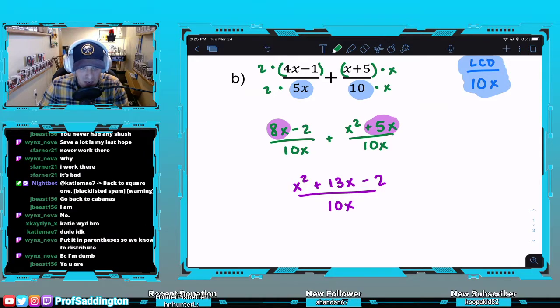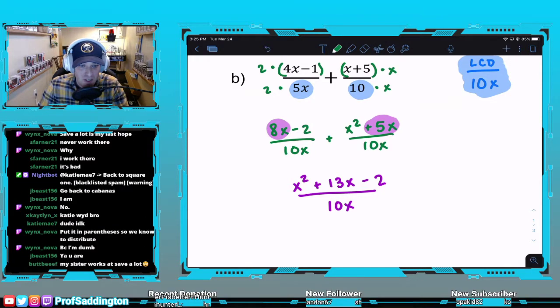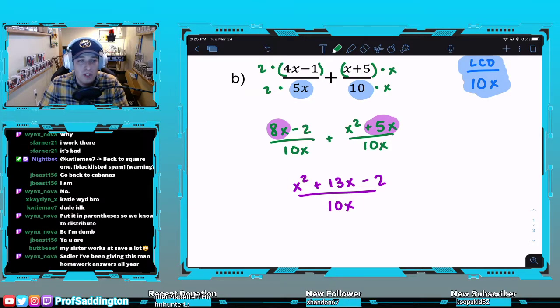Okay. Now, if you look at that top, x squared plus 13x minus 2, it cannot be simplified. There is no way you guys can factor that. So if you can't factor it, there's nothing you can do. Okay? That would be your final answer. You're done. So is there any questions with part B?